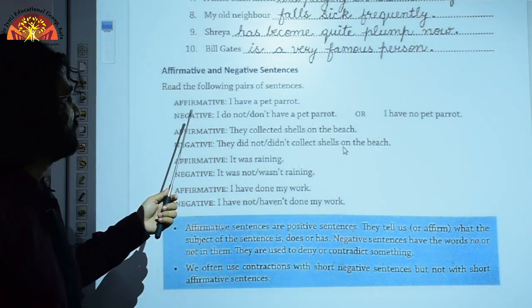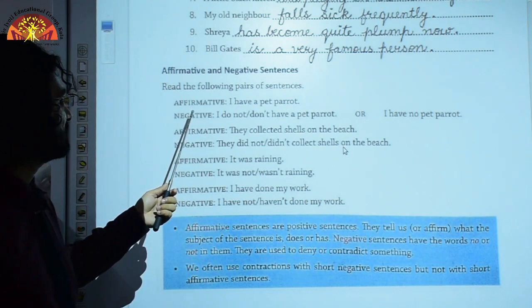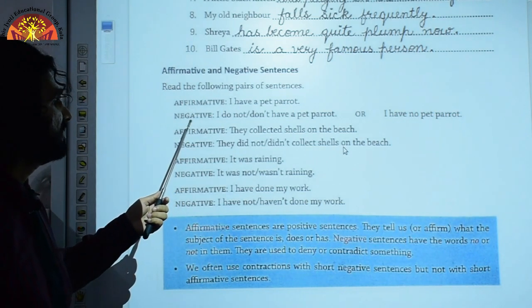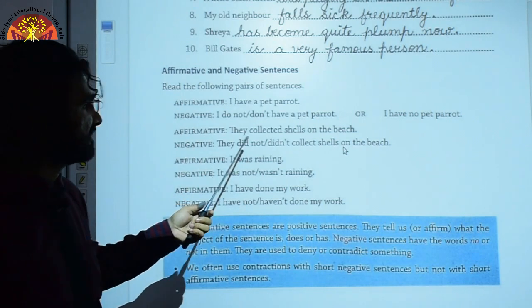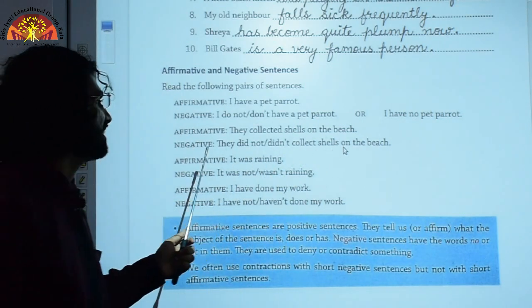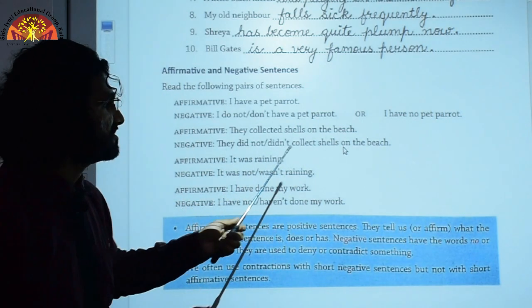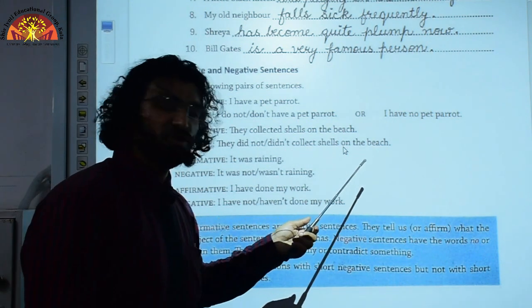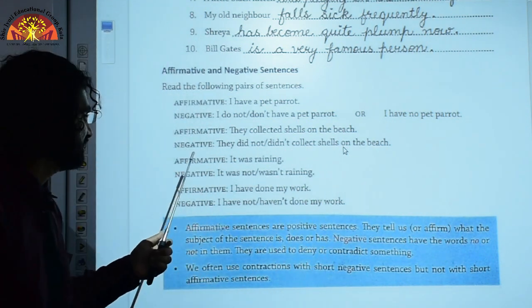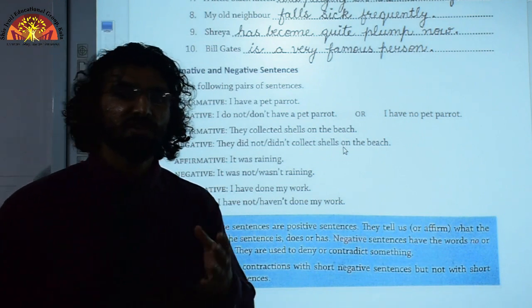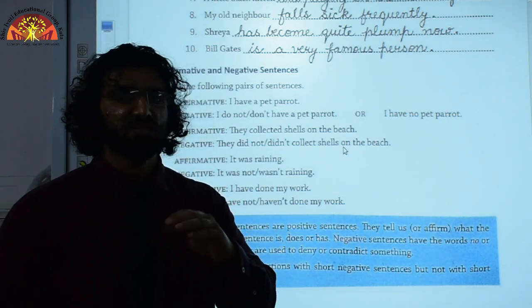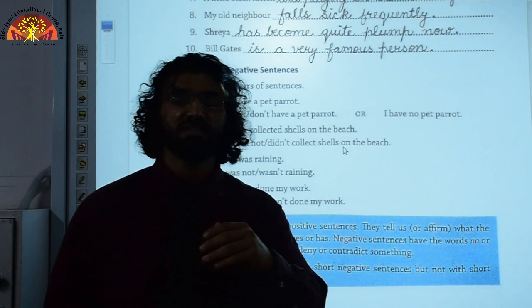In the first one, you would see it's an affirmative sentence. Second one is negative. Affirmative: they collected shells on the beach. Negative: they did not collect shells on the beach. So I am sure you are able to understand what's going on here. When we want to affirm something, it's an affirmative sentence. It's usually a sentence in which we are telling something.